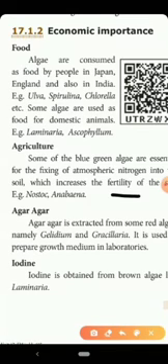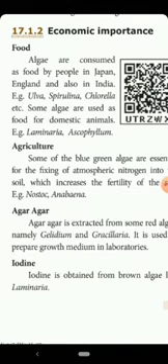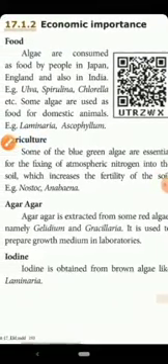Okay. Next we discuss agar. Agar is extracted from some red algae, namely Gelidium and Gracilaria. It is used to prepare the growth medium in laboratories, as culture media. Iodine is obtained from brown algae like Laminaria.